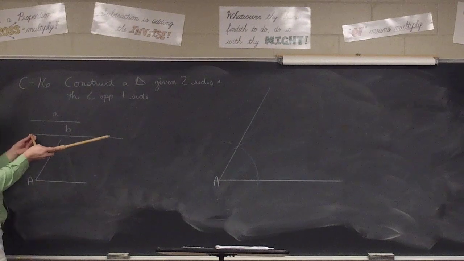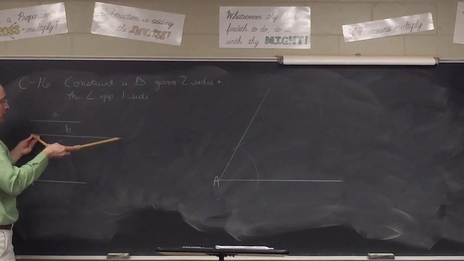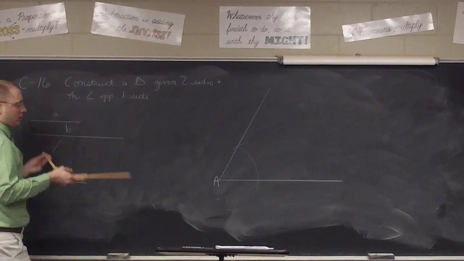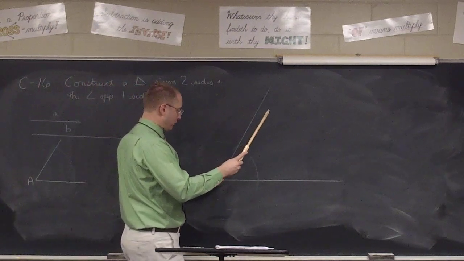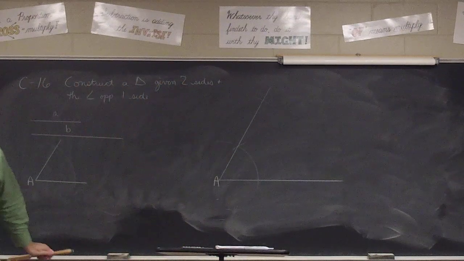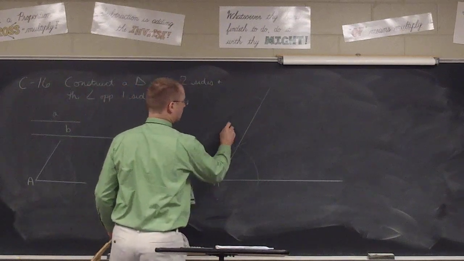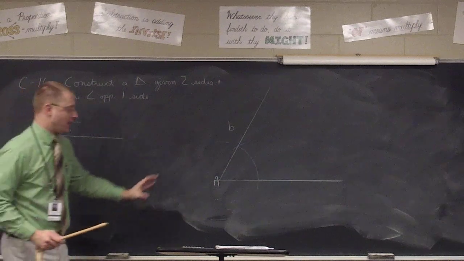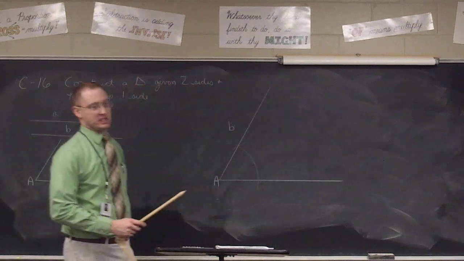So the non-opposite here is going to be my side B. And we're going to mark it off here. So here is side B. That way side A will be opposite side angle A. So here's angle A, and then here's going to be side A across from it.